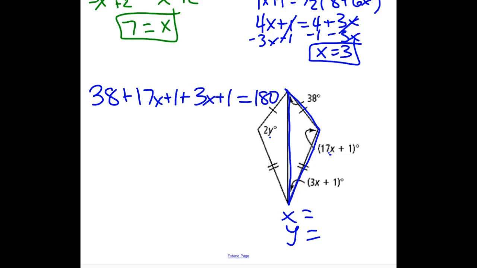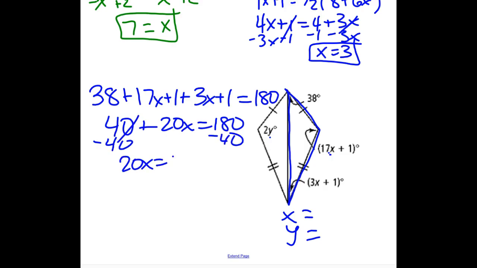So I set up my first equation. I've got 38 plus 17x plus 1 plus 3x plus 1 is 180. And I start to simplify. So I've got 38, 39, 40 plus 17 plus 3 is 20x equals 180. I keep going, subtract 40 from both sides. 20x equals 140. I divide, and x is 7, which is pretty straightforward.